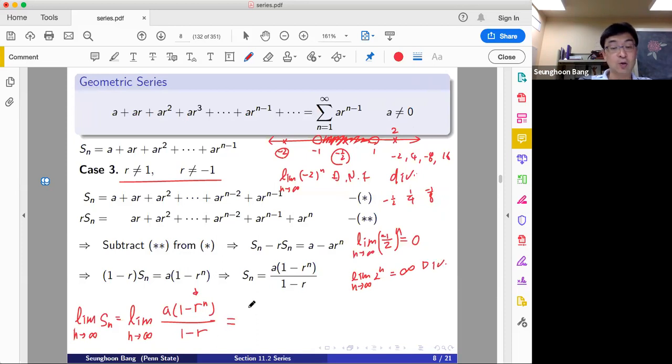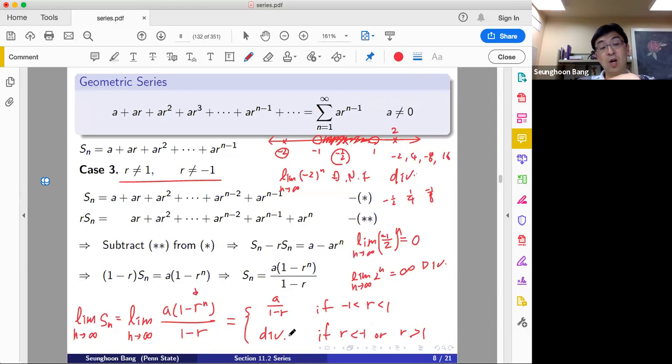So we have two possible answers. If r is between minus 1 and 1, what happens? r to the n is going to 0. The remaining part is a over 1 minus r. The next one: r is less than minus 1 or r is greater than 1. What is the answer? Always divergent.